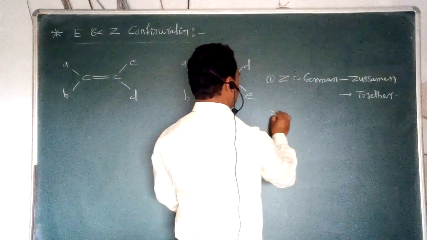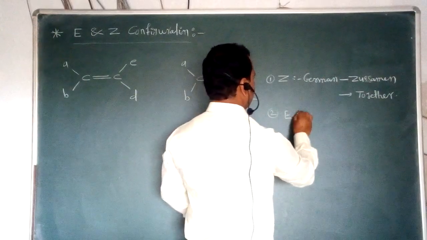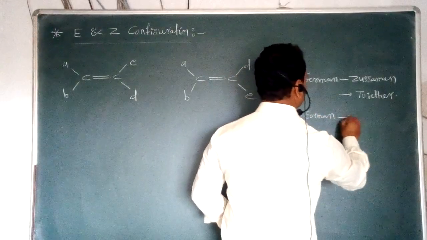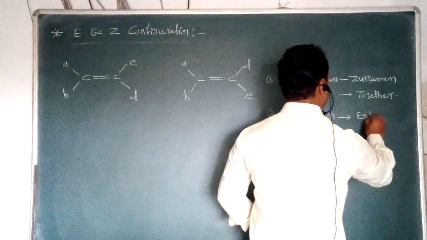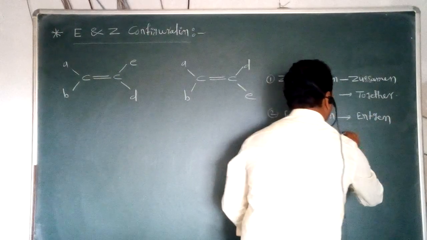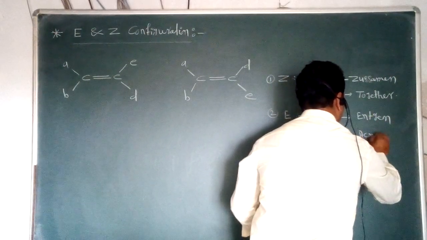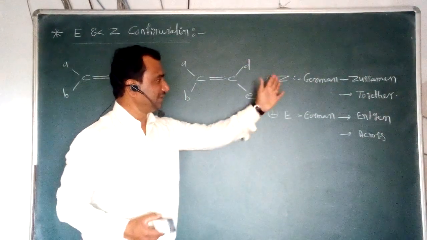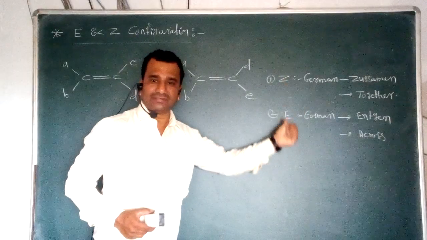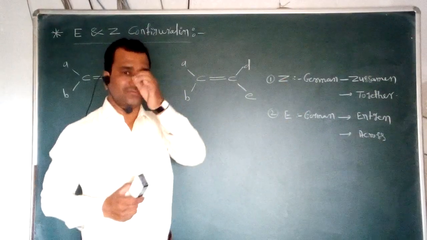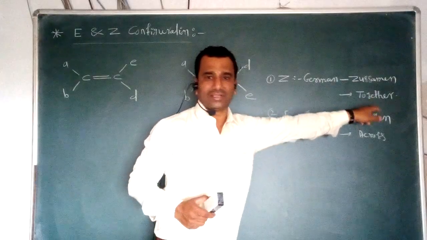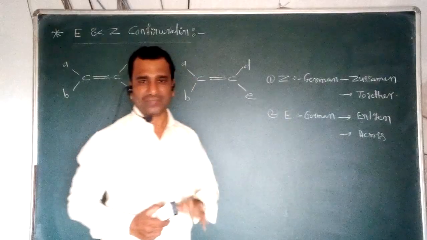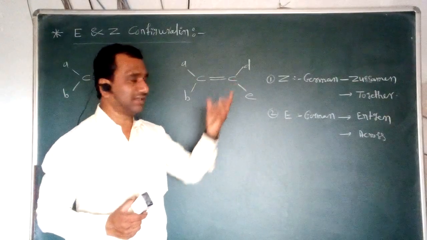The second word is E. E is again a German word. It means entgegen, which means across. So this is the meaning of these two suffixes, Z and E. Z is a German word as well as E. Z stands for Zusammen, meaning together, while E is again a German word meaning across. So this is the literal meaning of Z and E.